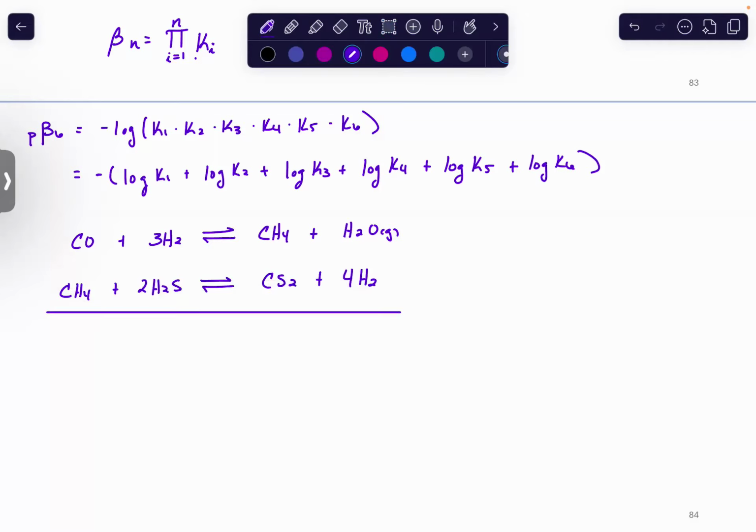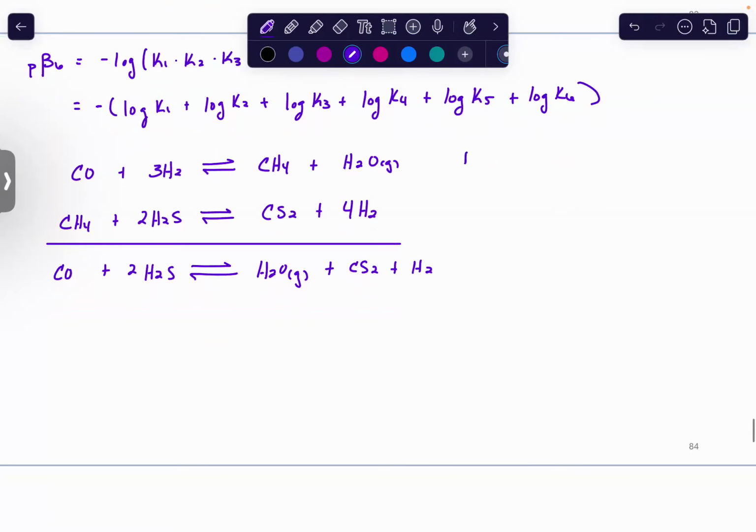Okay, so once we add this up, we get carbon monoxide, 2H2S, water vapor, CS2 and H2. And we remember that this one has a K1, this one has a K2. Let's do the equilibrium constant for this one, for the total here.